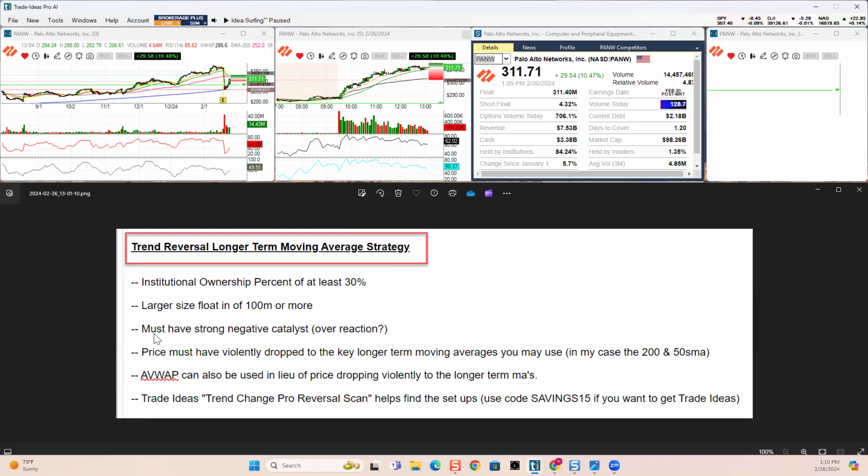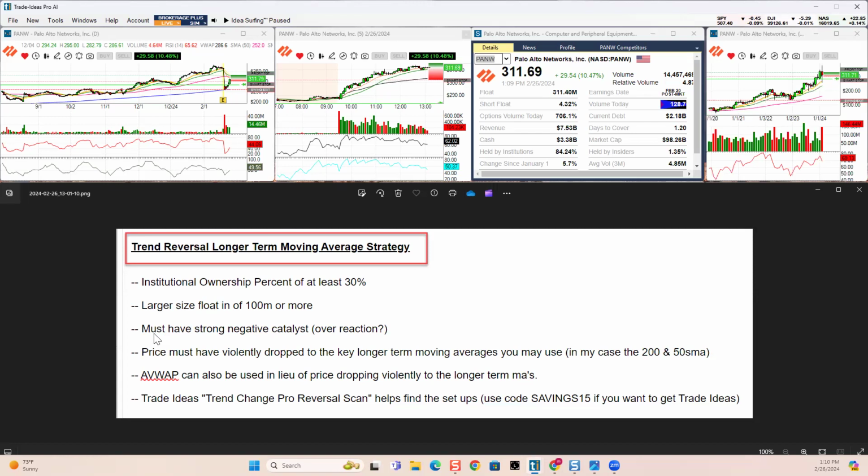Now, it must have a strong negative catalyst. Let me explain what I mean by that. What I'm looking for is a drastic drop in price. Follow me here on the left daily chart where you see me circling the cursor. You can see last week we had a massive drop. It dropped on negative earnings straight to the 200-day moving average, that blue line you see at the bottom. So it was a violent drop on a strong negative catalyst, and the catalyst was earnings.